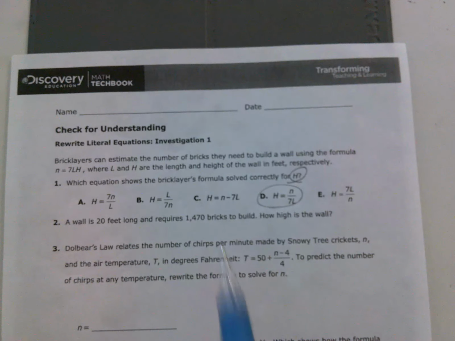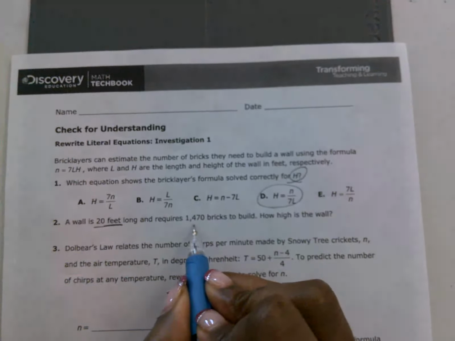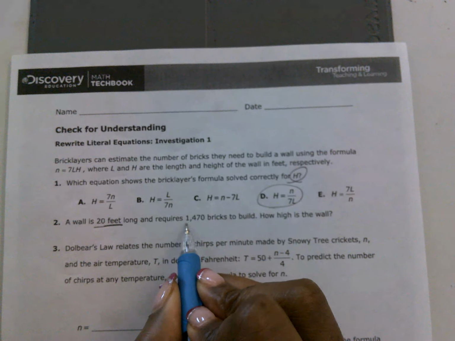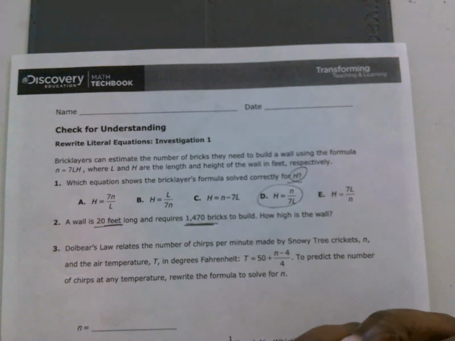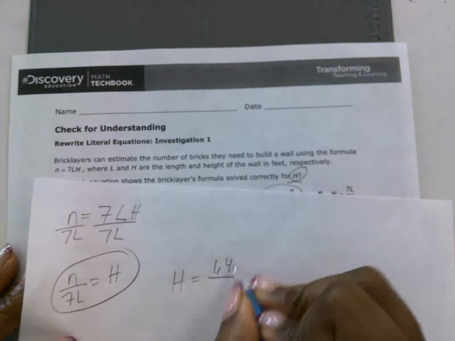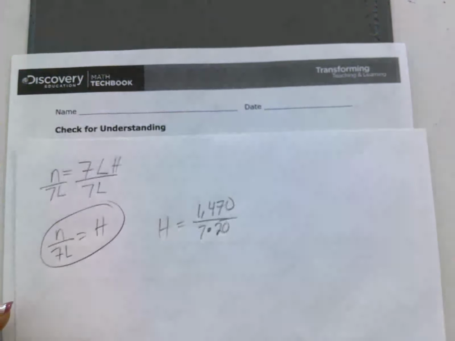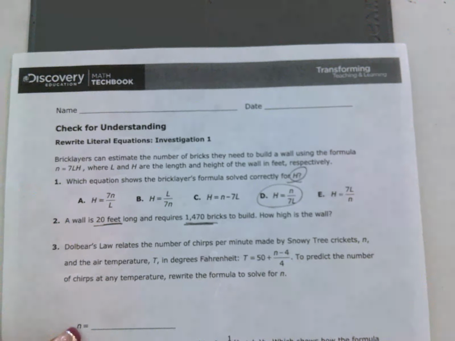A wall is 20 feet long and requires 1,470 bricks to build. How high is the wall? So all you're doing is substituting. Any questions about how to do that? Substitution. So when I'm substituting for H, I'm going to replace N with what number? What am I replacing N with? Very good. 1,470. And then 7 times, what's L here? 20. And we're going to solve that.